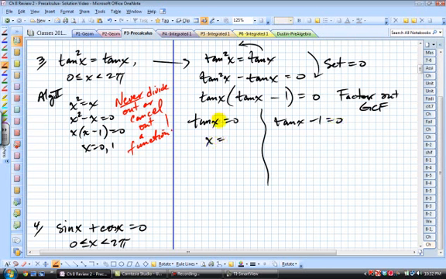And this is tangent x is equal to 0 when the sine is equal to 0. And that's at 0 and pi. Okay? And then when is this equal to 1? Well, we already discussed that. It's equal to 1 when x, the angle here, is pi fourths and 5 pi fourths in quadrants 1 and 3. Quadrant 1, quadrant 3. So I have 4 solutions: 0, pi, pi fourths, and 5 pi fourths.